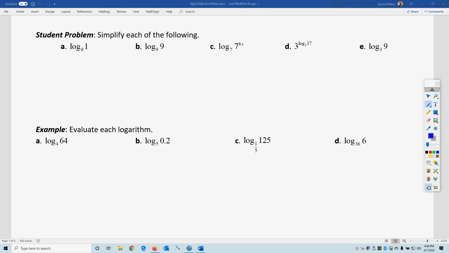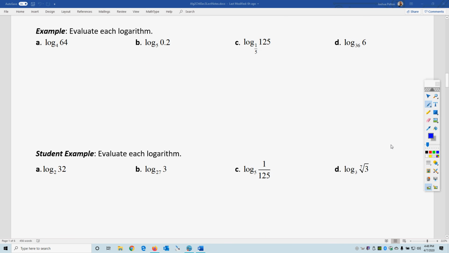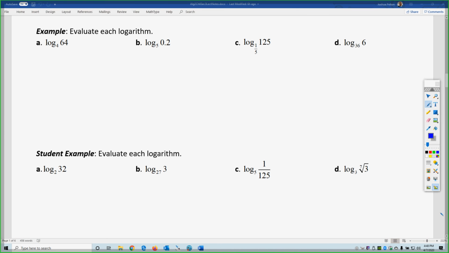Okay, so we're going to use that to evaluate logs also. So you can evaluate logs by hand if they work out to nice values that are rational. They don't always, but these ones will. So if I think about this, log base 4 of 64 has to equal something. So that's 4 to the question mark equals 64. Well, 4 to what power equals 64? Well, that's 3.